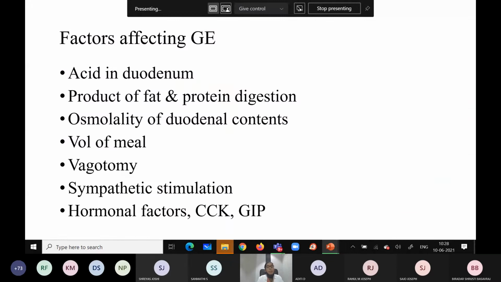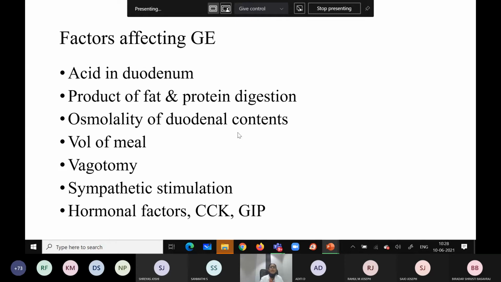Now, coming on to the factors affecting gastric emptying. As I told you, gastric emptying occurs in a slow manner; the content of the stomach is not poured into the duodenum all at a time, isn't it? So, what are the factors? Acid in the duodenum will slow gastric emptying. Products of fat and protein digestion, if present in the duodenum, inhibit gastric emptying by a negative feedback mechanism.